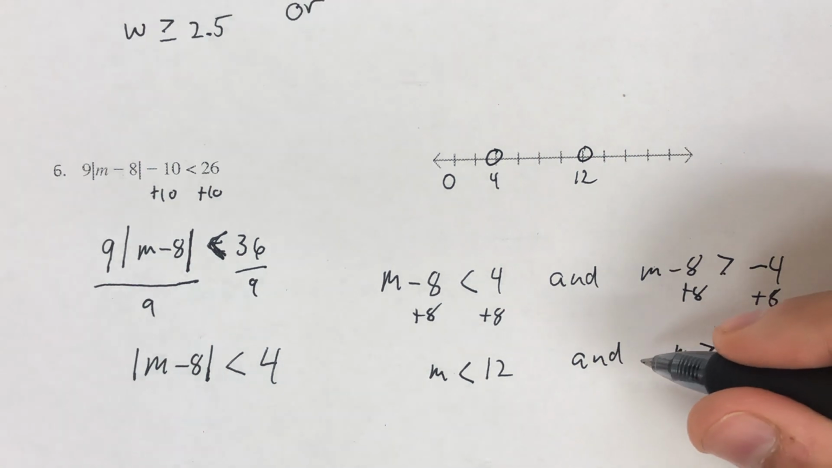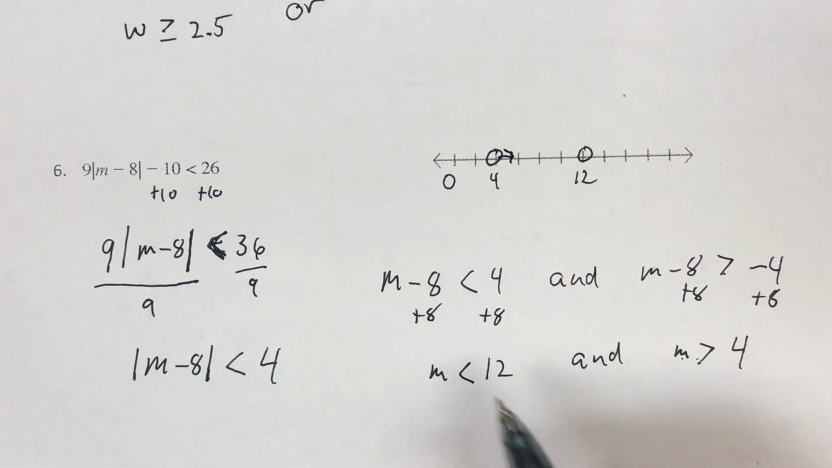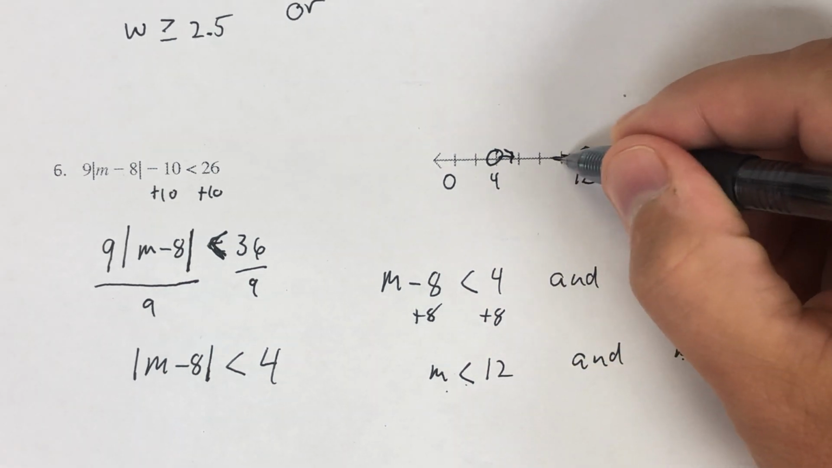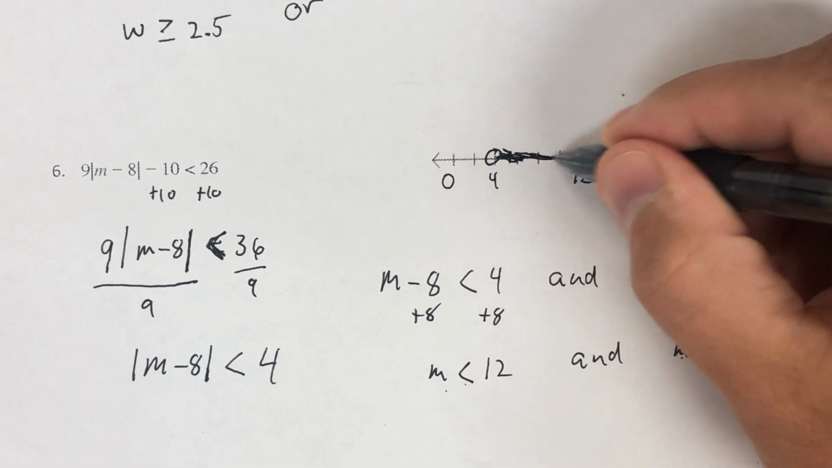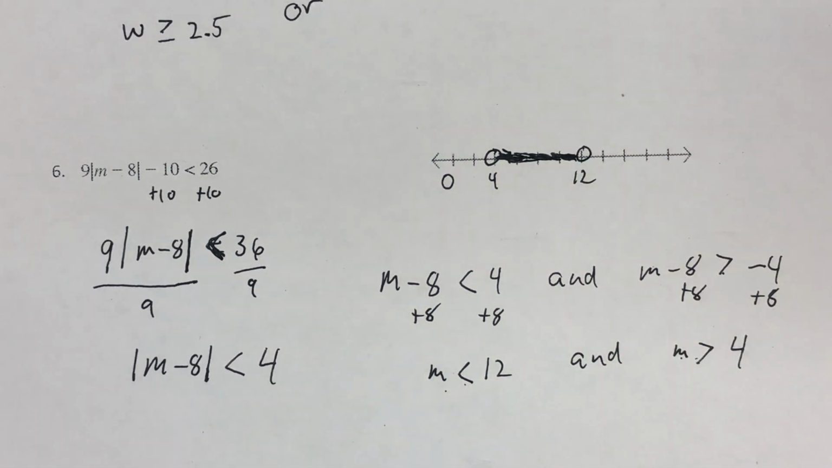Typically with an and, we'll shade in between. Let's see if it makes sense. M is bigger, to the right. M is less than 12, to the left at 12. So yes, indeed, we are shading in between. 12 and 4 are not included because it is not or equal to, hence the open circles.